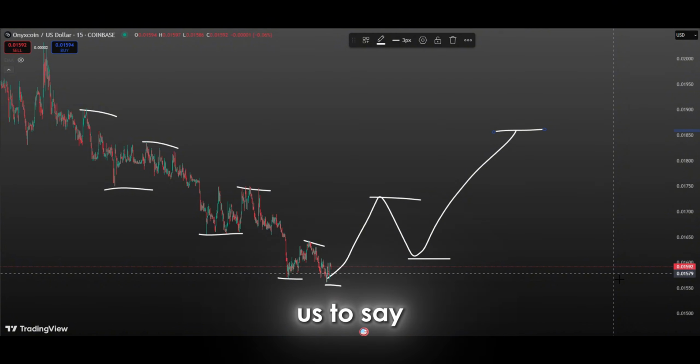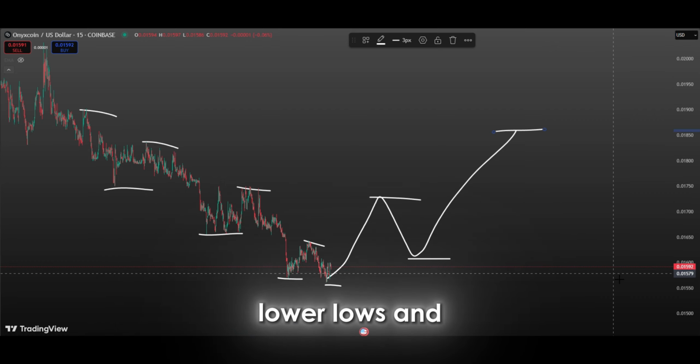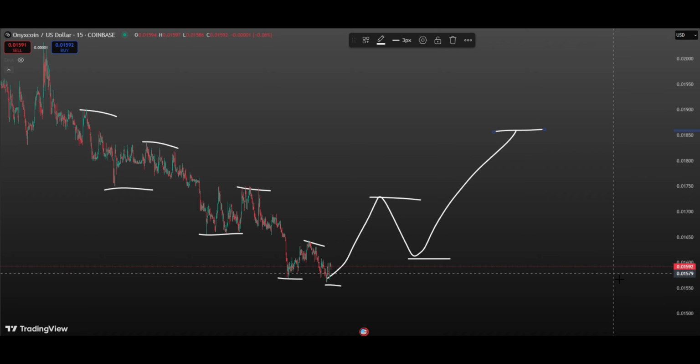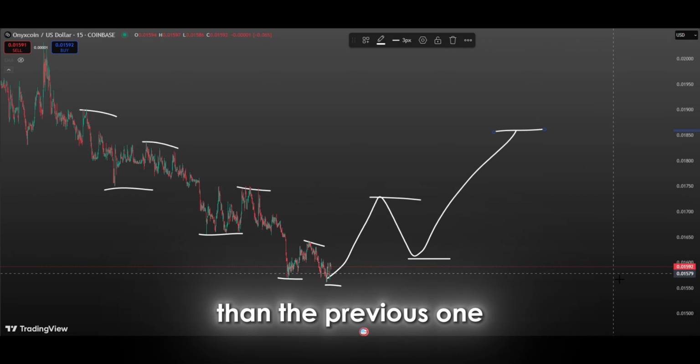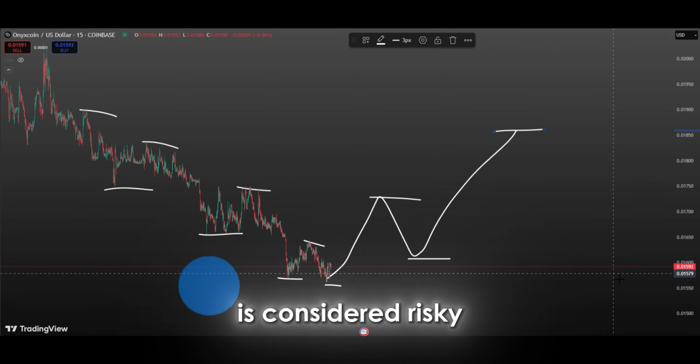In order for us to say that an asset is in a downtrend, we basically observe the following structure. The price exhibits a downward pattern by continuously making lower lows and lower highs. This behavior shows that sellers dominate the market and buyers have yet to take control. Each new high is more subdued than the previous one, and each pullback confirms weakness by making a deeper low. As long as this cycle continues, the downtrend is active and buying is considered risky.